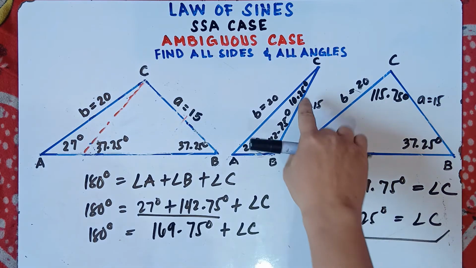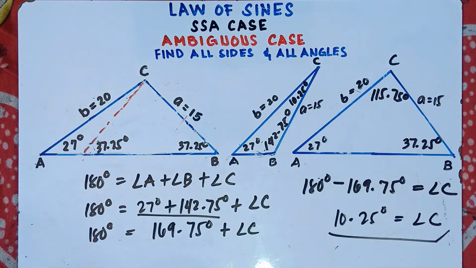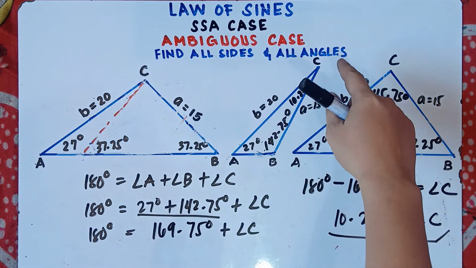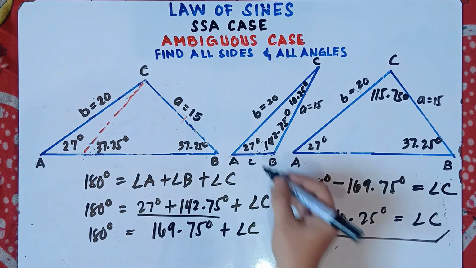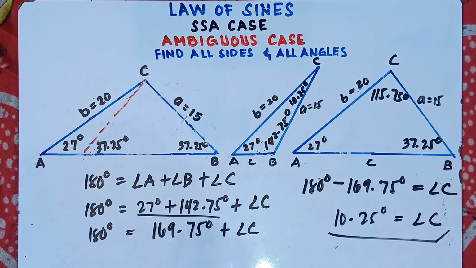So we have this angle right here, and we're looking for this side, class. We don't have this side C. So this is side C, this is small c right here, and we don't have this C. So let's find the sides and we're all set. Finding all angles and all sides. So let's find the side, class.